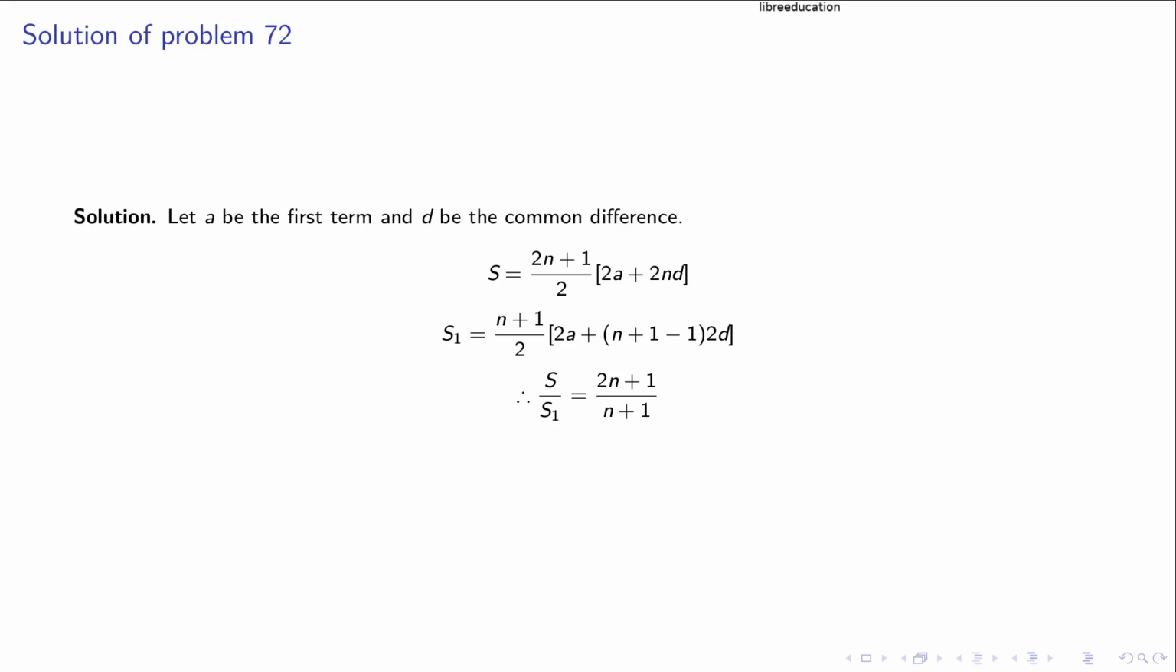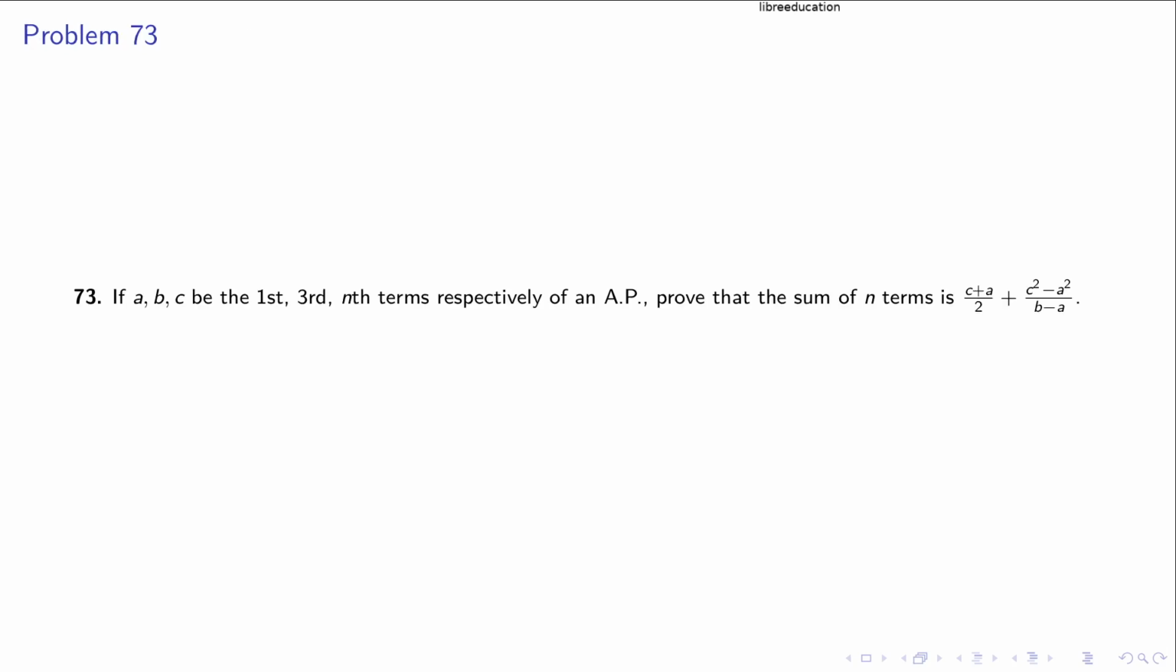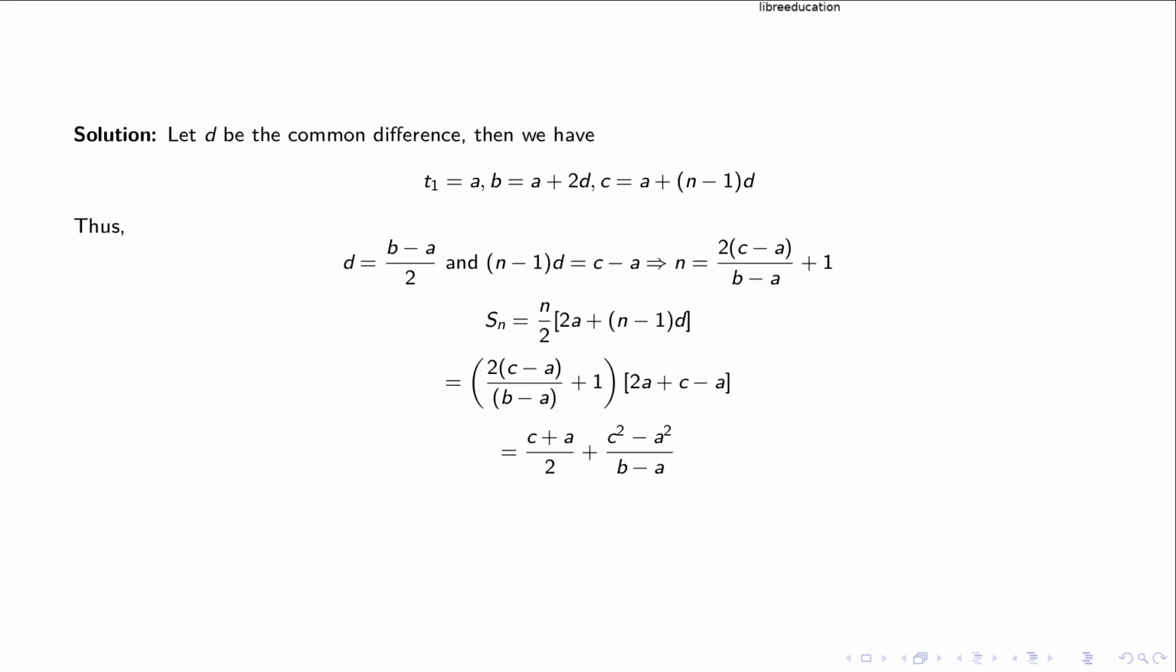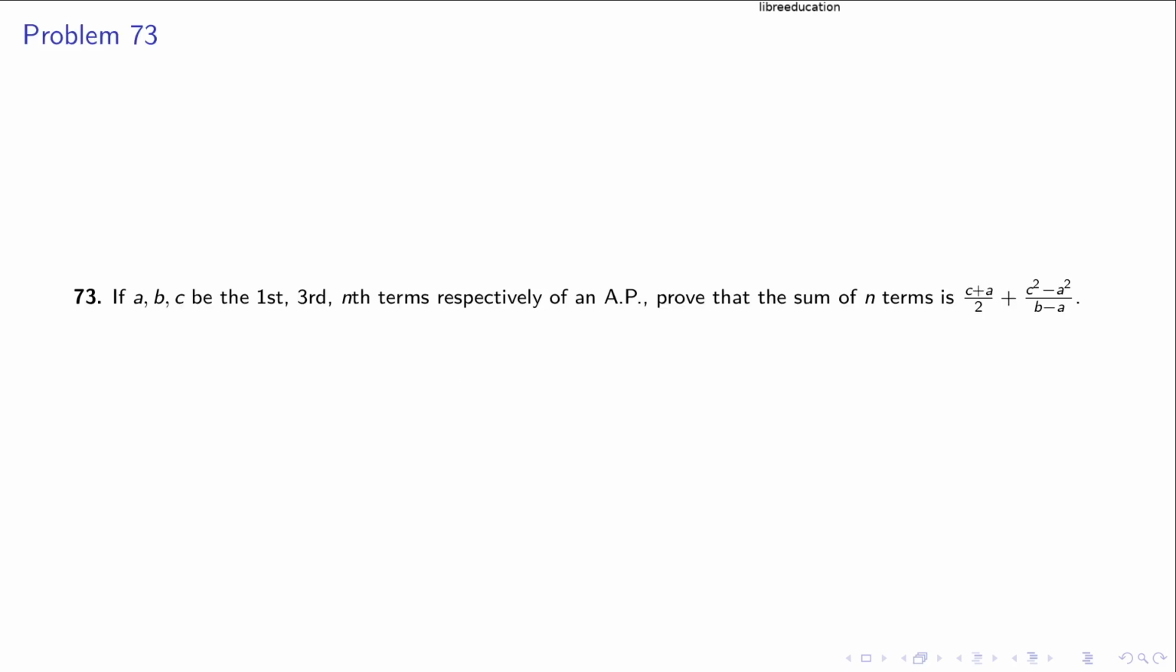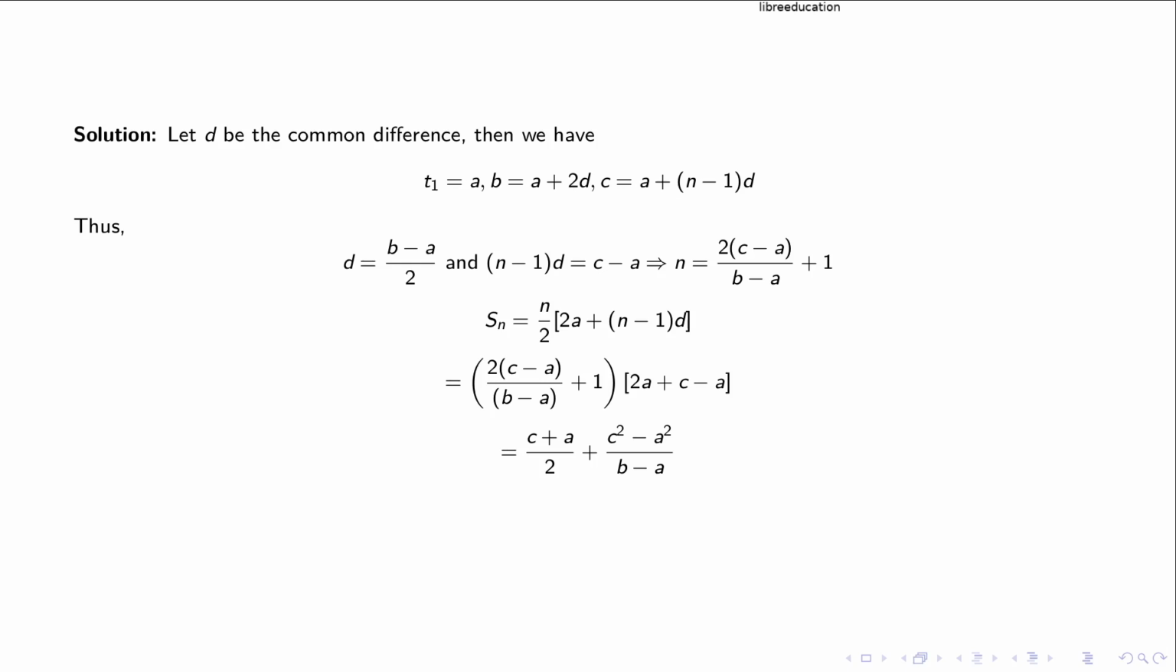Now, problem number 73 says that if A, B, C be the first, third, and nth term, respectively, of an AP, prove that the sum of n terms is C plus A by 2 plus C square minus A square by B minus A. So we are given A, and B is equal to A plus 2D because B is the third term. If you have not looked carefully, then you should look carefully. B is actually the third term, not the second term. And C is equal to A plus n minus 1 into D.